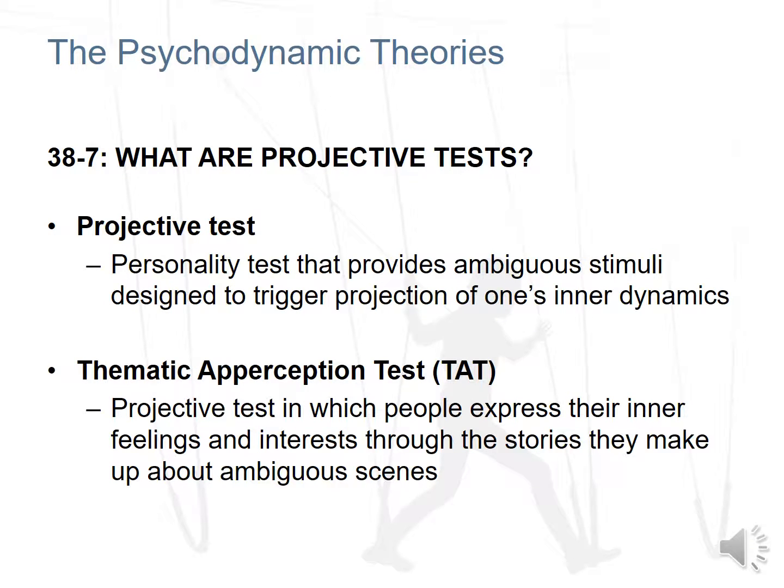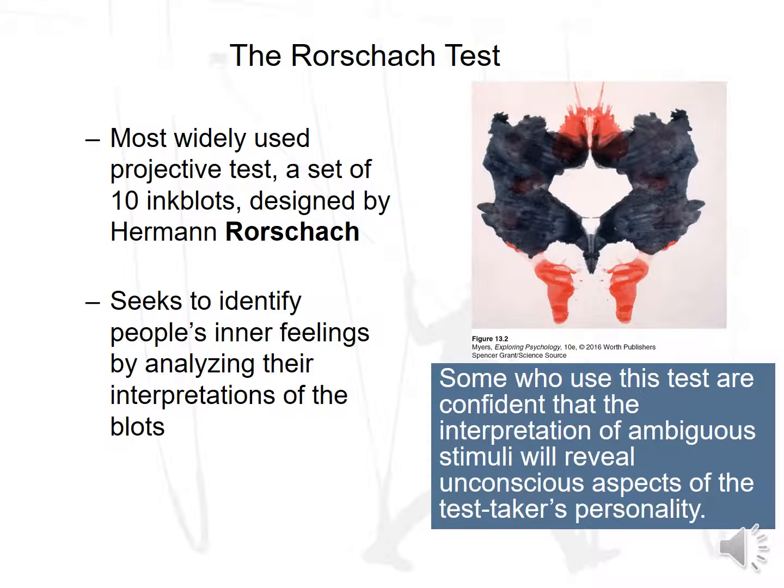One other way to find out about personality, besides psychoanalysis, is through projective tests. These are personality tests that provide ambiguous stimuli designed to trigger projection of one's inner dynamics. The first projective test we'll talk about is the Thematic Apperception Test, or the TAT. It's a projective test in which people express their inner feelings and interests through the stories they make up about ambiguous scenes.